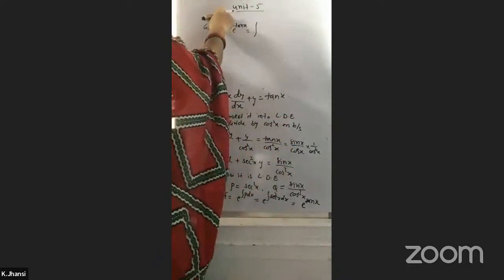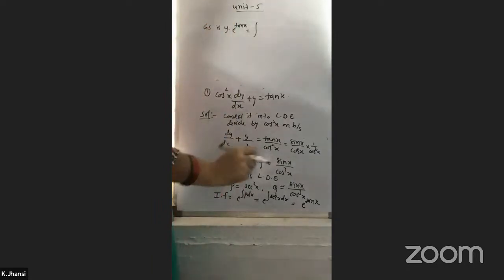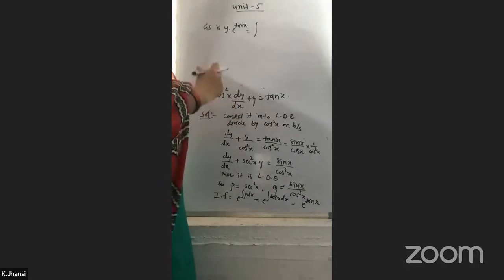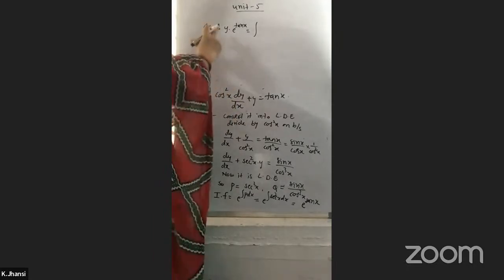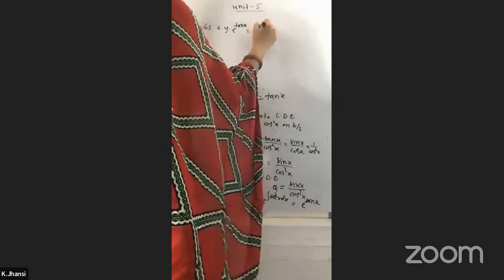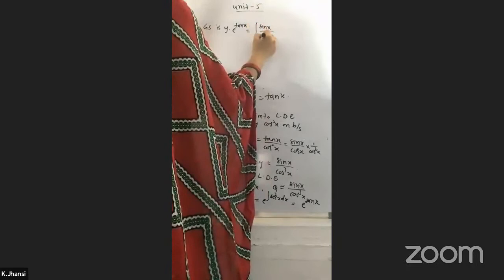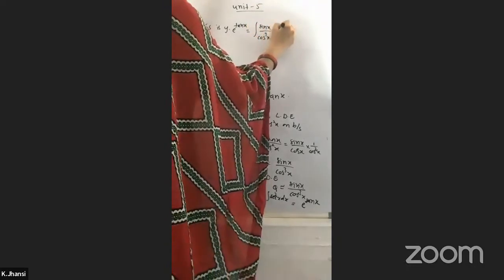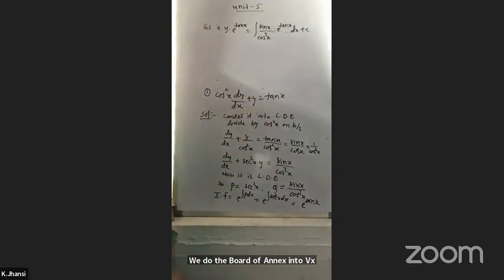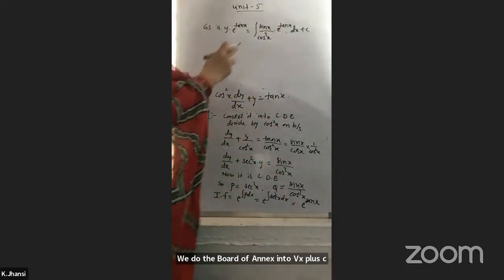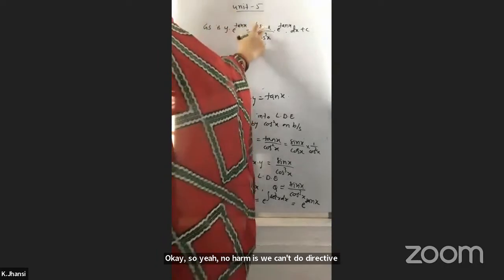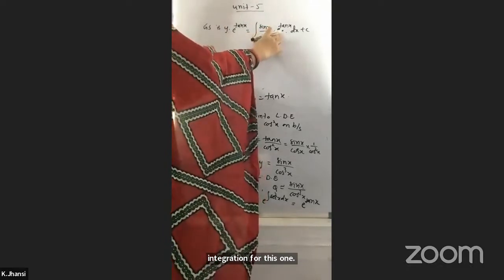You write the formula here. In the examination, if you write the formula, they will think that you have done the problem by yourself. In the textbook, the direct answer will be given. So y into e to the power of tan x is equal to integration of q. Q is sin x by cos cube x into e to the power of tan x into dx plus c. Here we can't do direct integration for this one. It is in the form of u by v and also one more term is there.